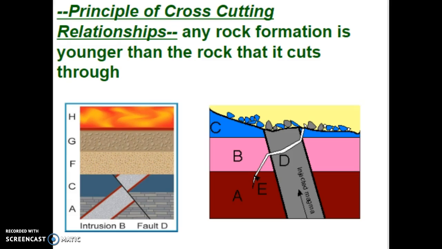In the diagram on the left, I know that my layers A, C, F, G, and H were laid down. Then we have the intrusion B that comes across. Then after that came through, a fault line D shifted everything. So I know that because of cross-cutting relationships, you can sequence the rocks.